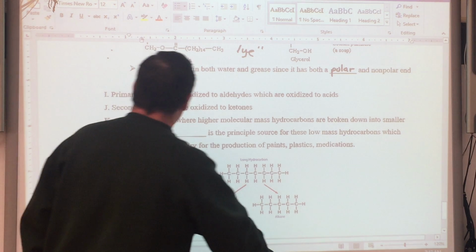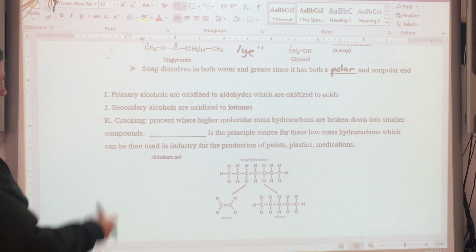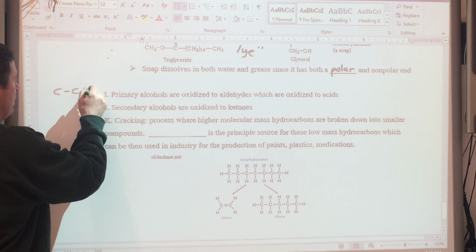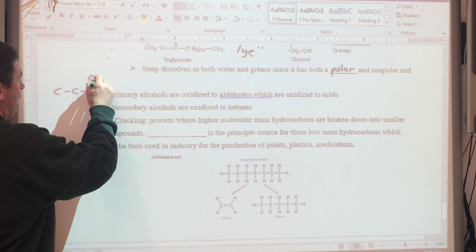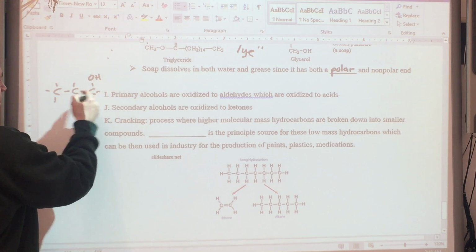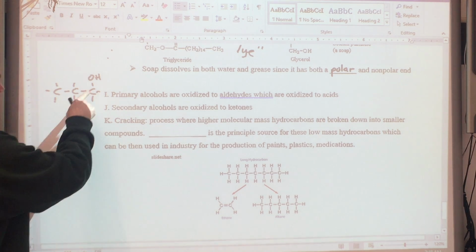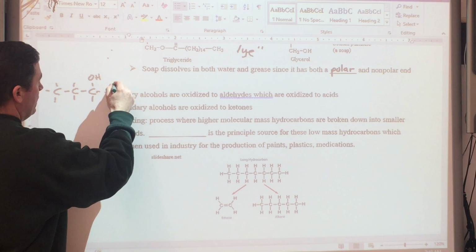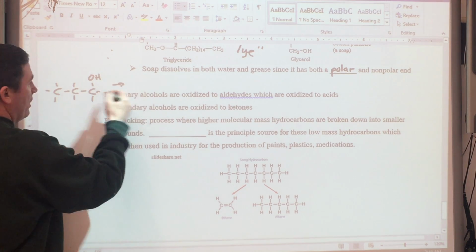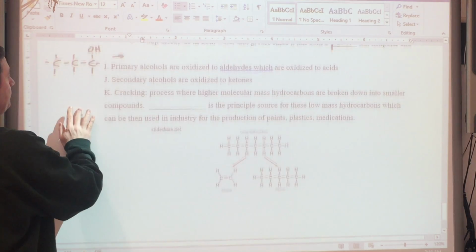Okay, last little chunk here. Primary alcohols are oxidized to aldehydes, and those are oxidized into acids. Remember, primary alcohols are those where the carbon that's attached to the hydroxyl group is only attached to one other carbon. Okay, so you can see what's going to happen here. This gets turned into an aldehyde. I'll leave this part out.